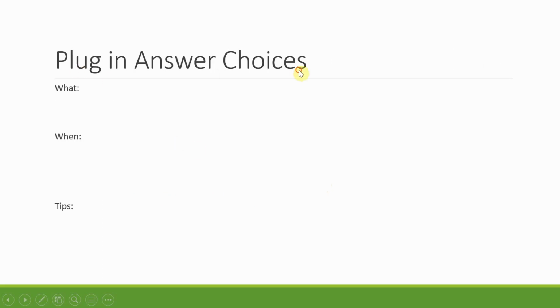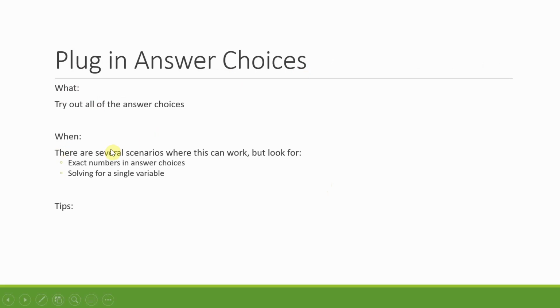Plugging in answer choices. What I mean by that is you're going to just try out all the answer choices that they give you. One of them has to be right, so just try them out. This could be used in a lot of different scenarios. I can't possibly show all of them, but in general, if you have exact numbers in your answer choices or you're solving for a single variable, that's a good sign you could probably do this.